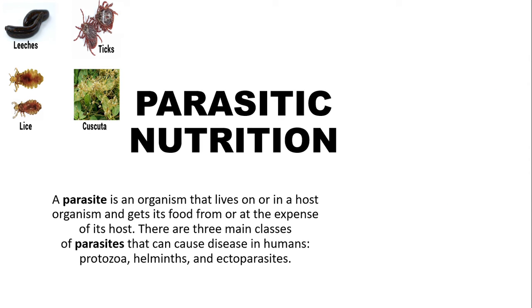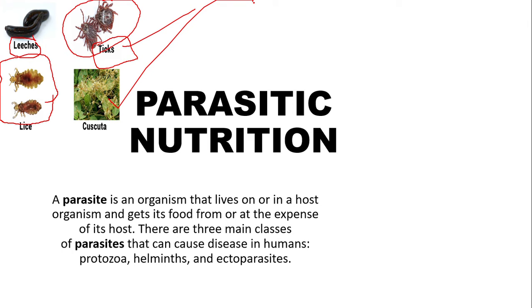So let's go into parasitic nutrition. First let's see the image here. Here you see a leech and some ticks, and then we have lice, and we have cuscuta. So let's look into other examples.